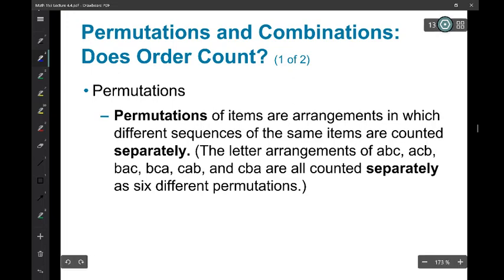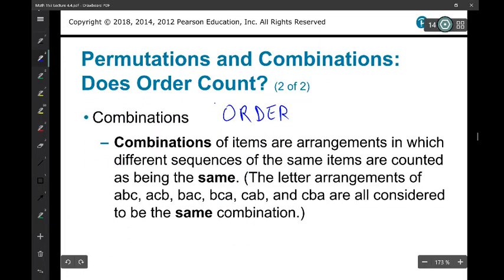Permutations of items are arrangements in which different sequences of the same items are counted separately. Now it's key that the letter arrangements are all counted separately, whereas for combinations, order does not matter. Because these rearrangements of the letters A, B, and C are all considered the same combination.